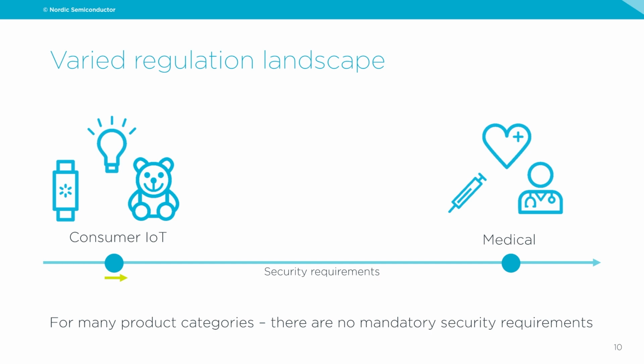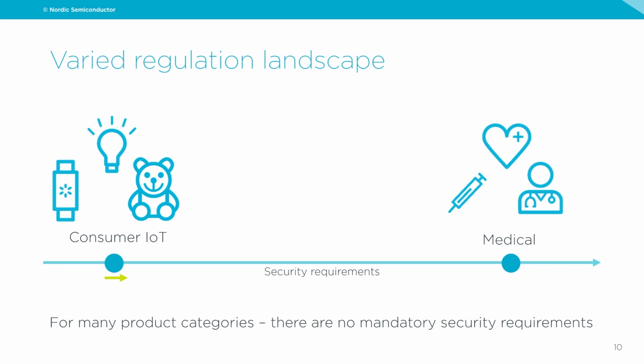The regulation landscape is quite varied. It depends a lot on the product categories. For example, if we think about mission-critical devices like medical devices, which of course can impact people's lives and handle sensitive patient data, there we have a high level of security requirements, so the baseline is really high.